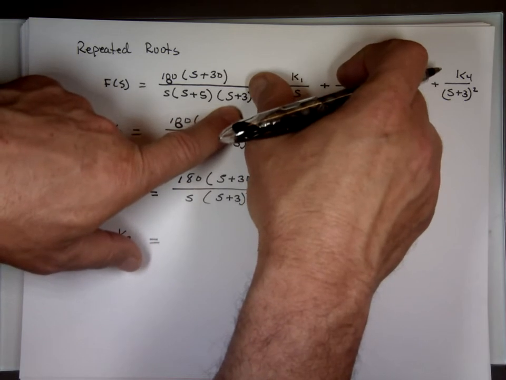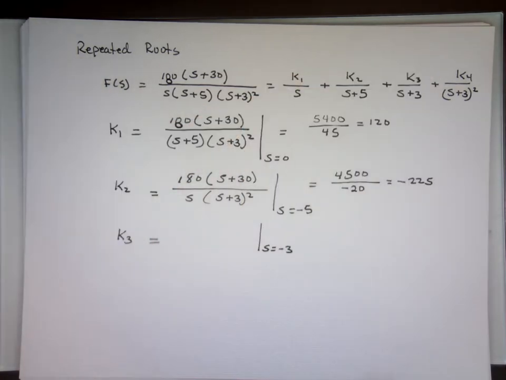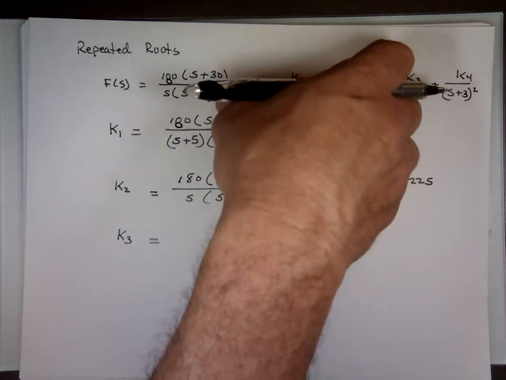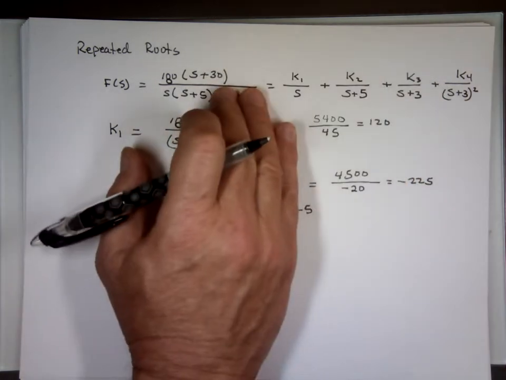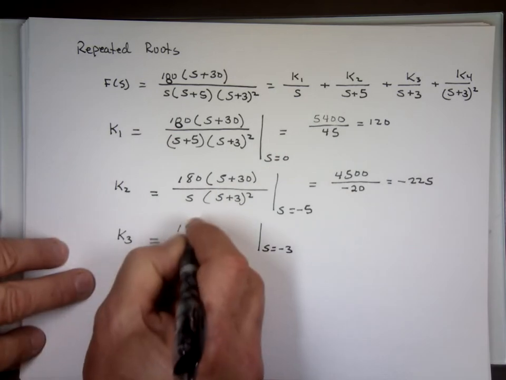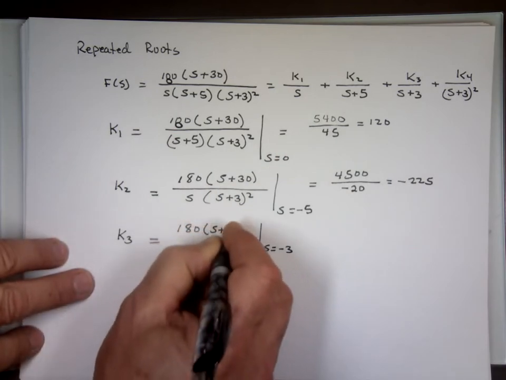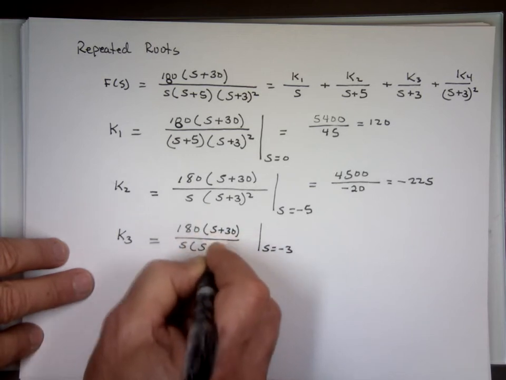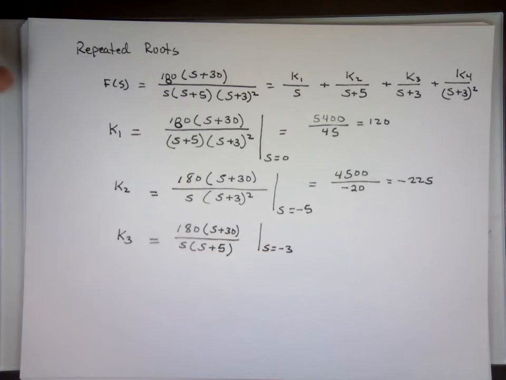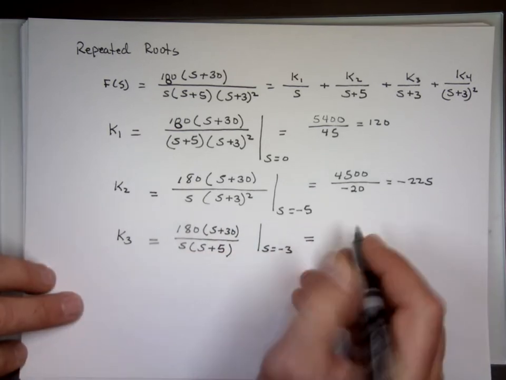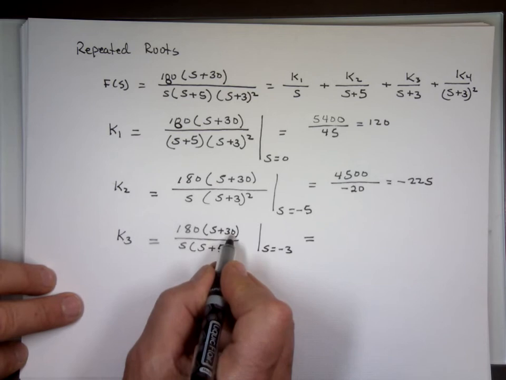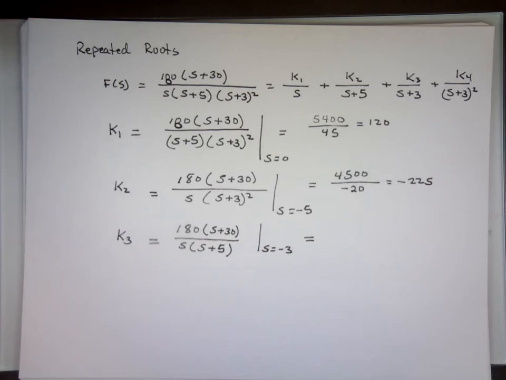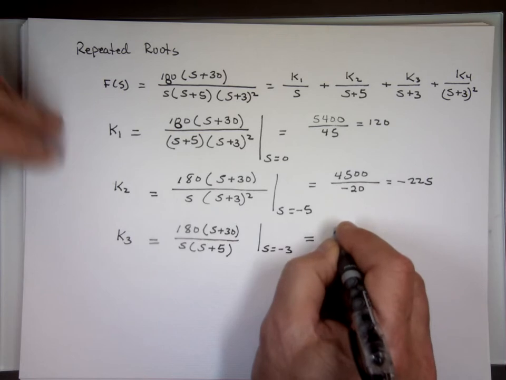So actually what happens when you have this is you take all of this out. Not just one of them, all of them. So you end up with 180 times s plus 30 over s times s plus 5. When s is negative 3, negative 3 plus 30 is 27. So is it like K3 and K4 are equal? Nope, you'll see that. 27 times the 180 will be what? 4,860.